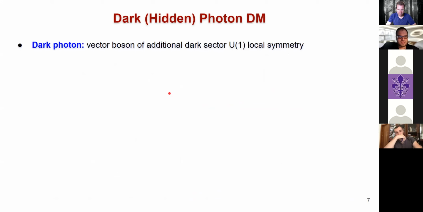Dark photons, also known as hidden photons, just a brief summary. These are the vector bosons of an additional dark sector U(1) local symmetry.